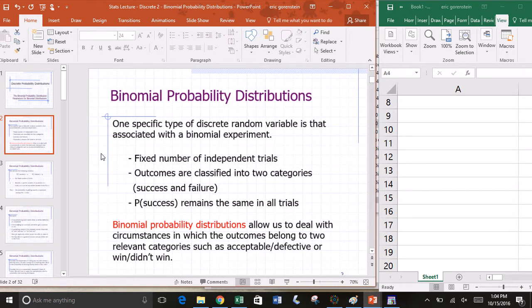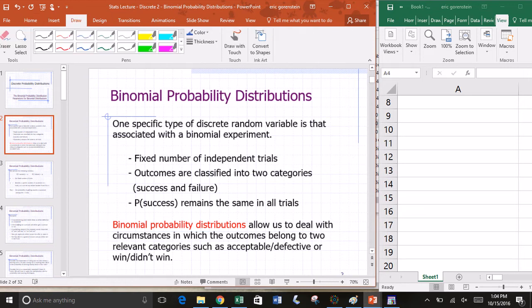So for a process to be considered binomial, there must be a fixed number of independent trials. So we need a fixed number. Basically, criteria number one is a fixed number of trials. Two, those trials are independent. Three, and this is why it's called binomial, outcomes are classified into two categories.